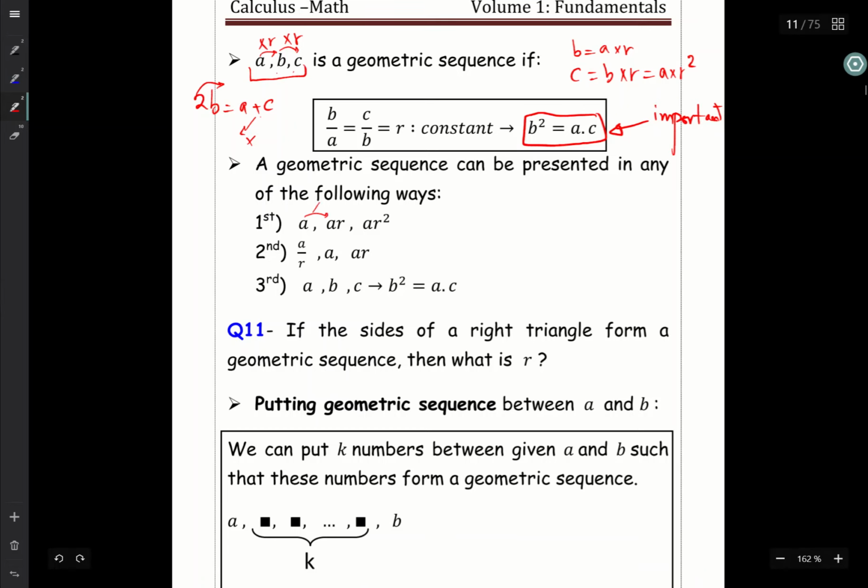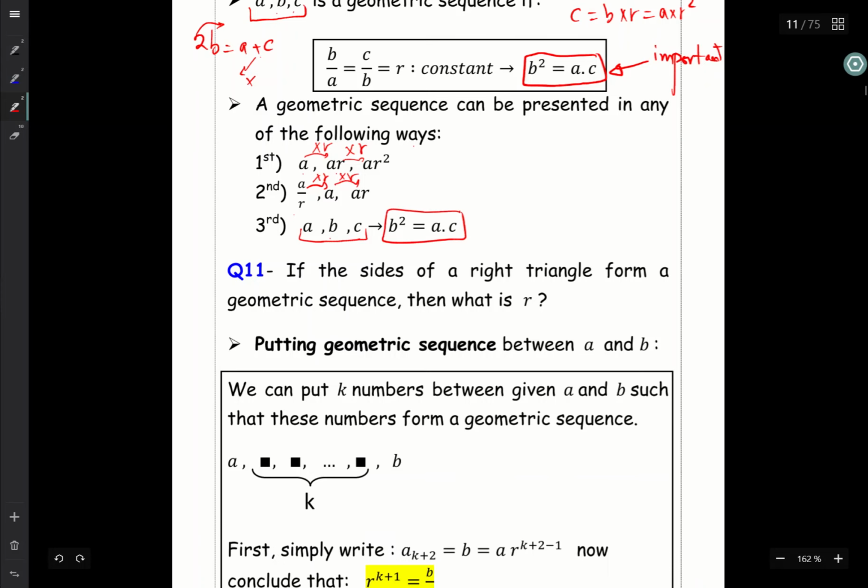So A multiplied by R, so AR squared. A over R, so that when you multiply by R, it's A, and then multiply by R, AR. A, B, C, in order for them to be consecutive terms in a geometric sequence, B squared should be A times C. Now, if you remember, we solved this for arithmetic sequence. If you have a right triangle and they were the terms of an arithmetic sequence, we found out the result was 3D, 4D, 5D, right?